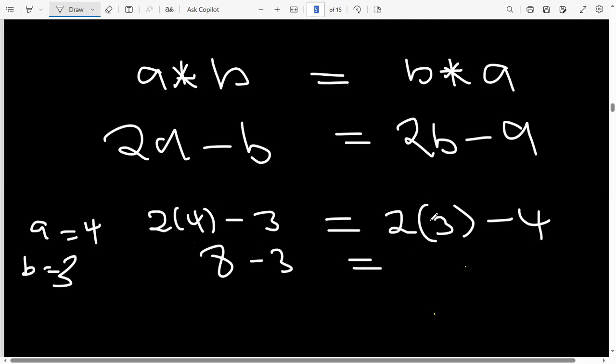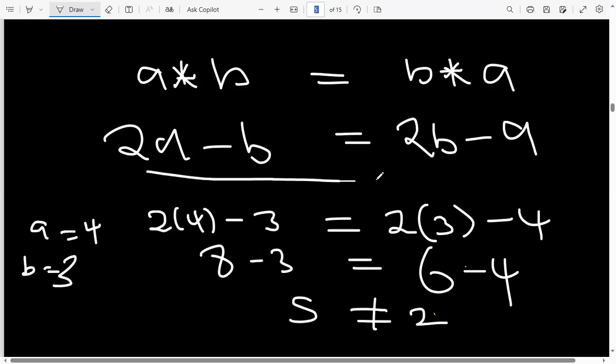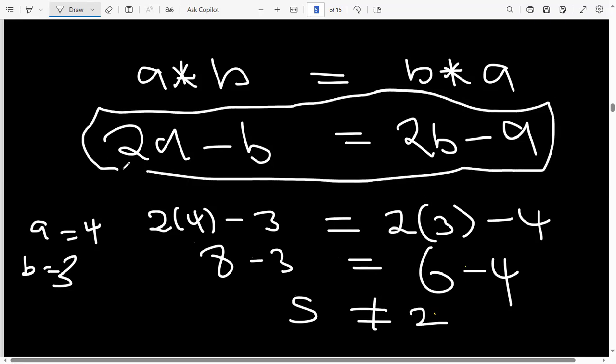Then on the other side, you're going to get 6 minus 4. Okay, so we see that 5 is not equal to 2. So it means these are not equal to each other. If you're doubting, you can pick any 2 numbers from the set that you've been given and try putting them in to see if they are equal.